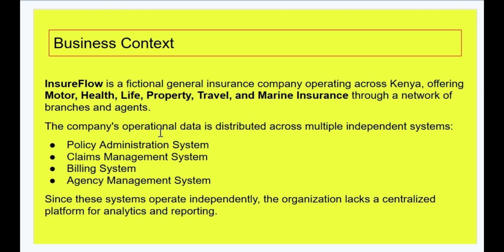So the company's operational data is distributed across multiple independent systems. We have some data stored in the policy administration system, some data stored in the claims management system, some data stored in the billing system, and some data stored in the agency management system. These systems operate independently, and the organization lacks a centralized form of analytics reporting.